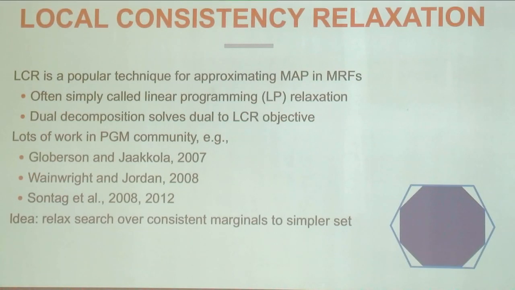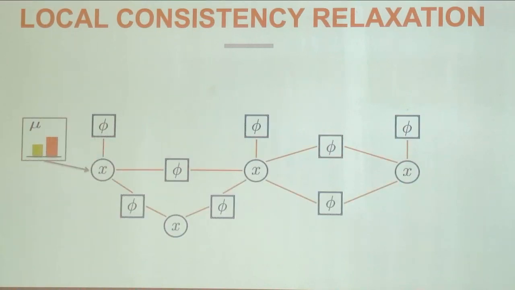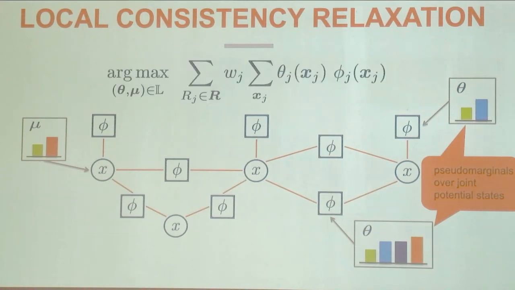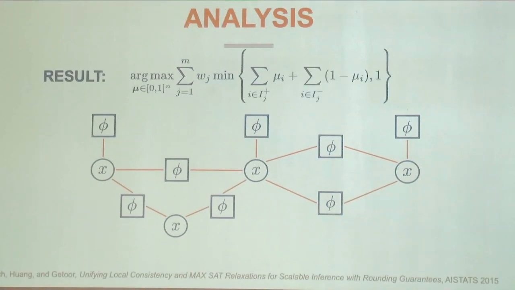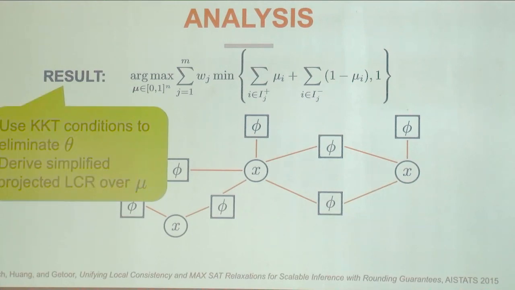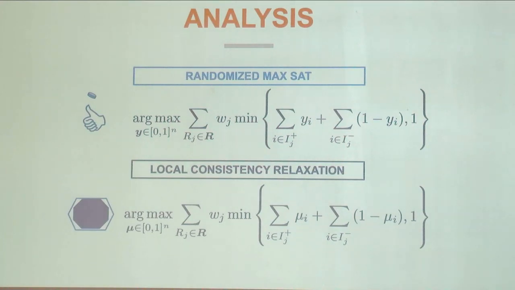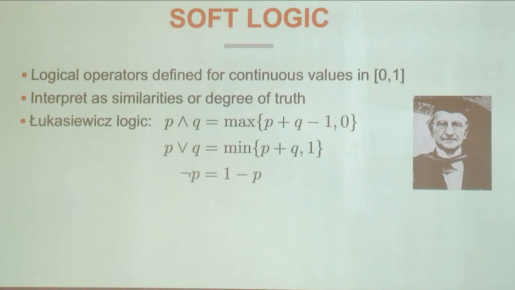But what we can do is there's a long line of work in local consistency relaxations. We can make use of this line of work, instantiate it in the context of our models, introduce some pseudo-marginals, and now solve a problem that just looks at consistency among them, so rewriting the formula. And what Steve and Bert were able to show is that by doing some manipulation, making use of KKT conditions, we could push in and re-express this formula and get out the same optimization that we had before.